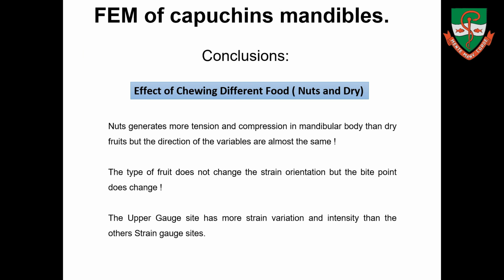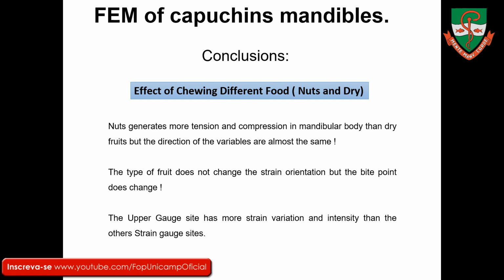So what we can conclude is, what is the effect of chewing different foods? In this case, nuts and dry fruits. Nuts generate more tension and compression in the mandibular body than dry fruits, but the directions of the variables are almost the same. They keep the orientation in this case. The type of fruit does not change the strain's orientation, but the bite point does change.